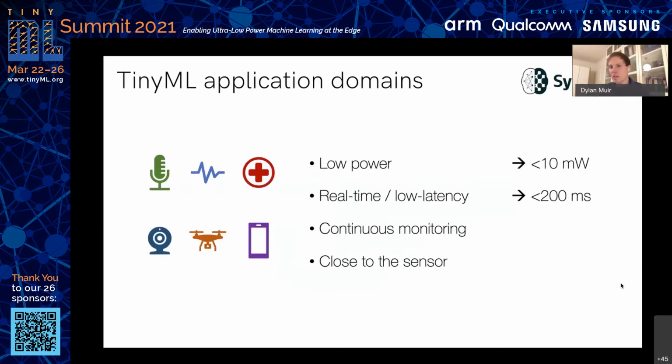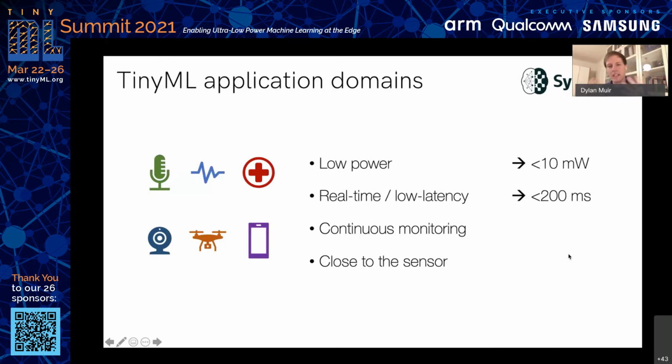So tinyML means many things to many people. I'm sure everyone has a very strong sense of what tinyML means, but if you ask any two people, I'm sure they're not going to necessarily agree. So I just want to be very clear about what I mean when I talk about tinyML and what we're interested in. Our focus is really on low power, and by low power, I mean sub 10 milliwatts on average, and real-time low latency tasks. And by real-time, I mean less than 200 milliseconds, which is about human reaction time.